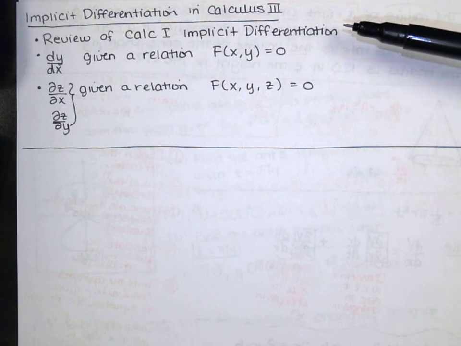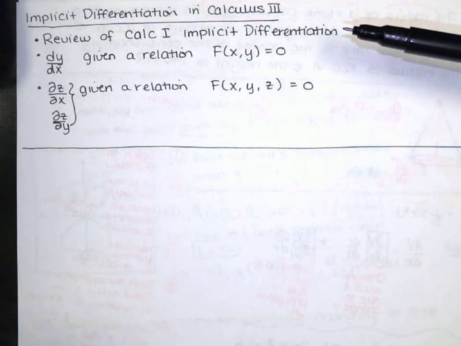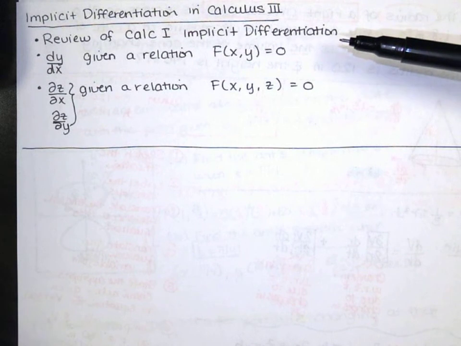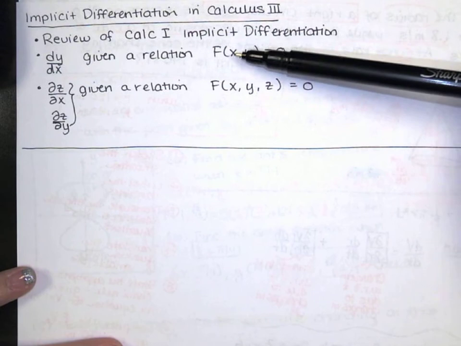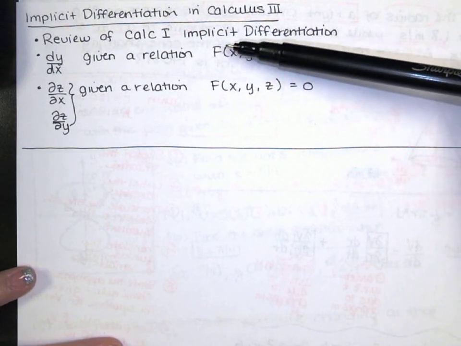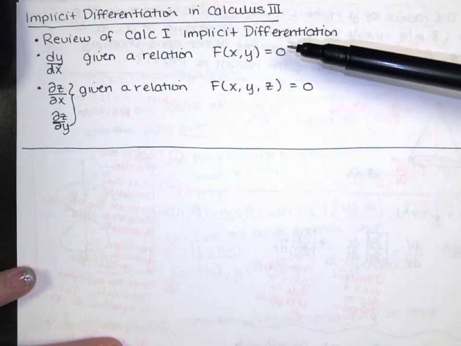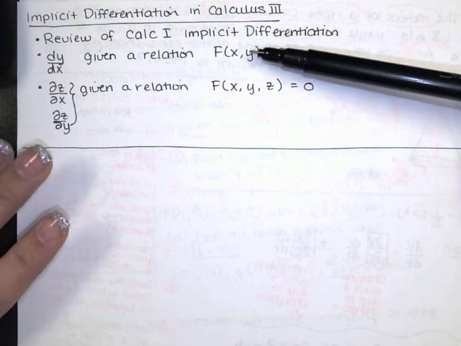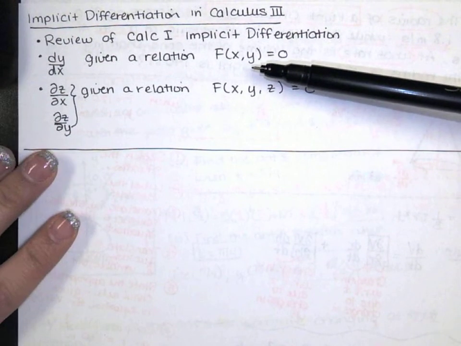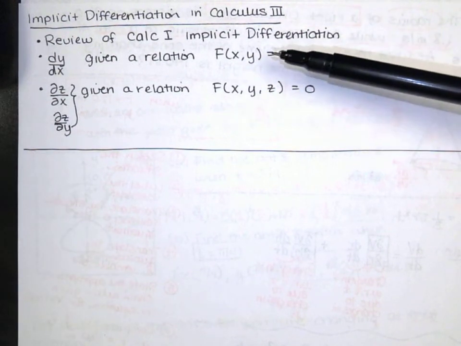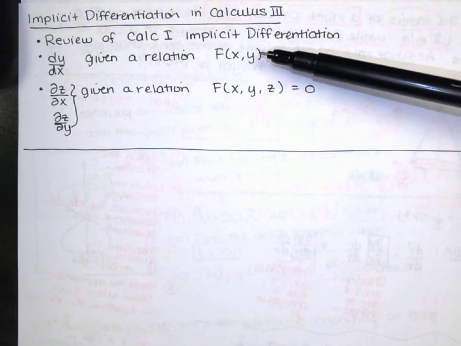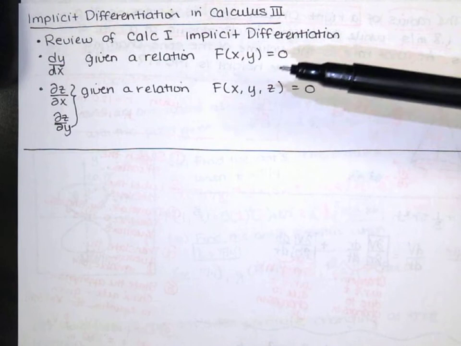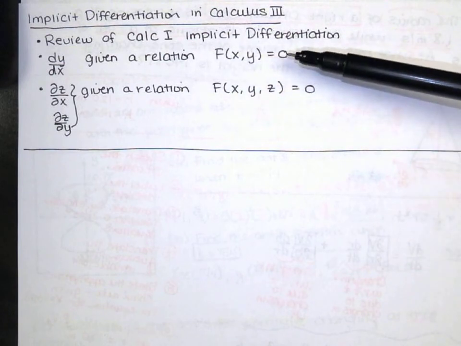So we're going to review the Calculus 1 process of implicit differentiation and then see how that generalizes to some function, to a relation given in this way. So we might have some function of x and y equals 0, and we might know that this defines y as a function of x on some small interval. Well, we can find the derivative of y with respect to x using the partials of this function capital F, and I'll show you how that works in a little bit.